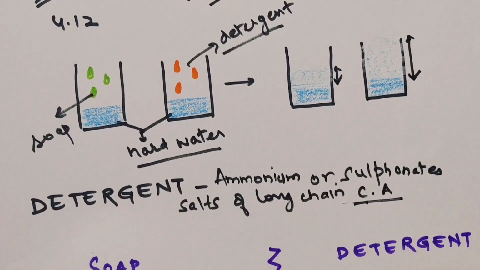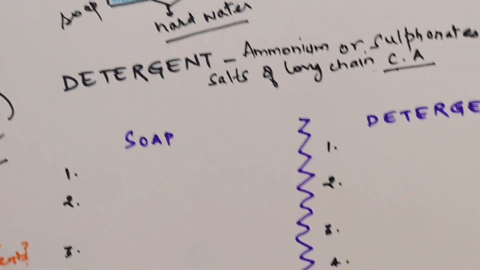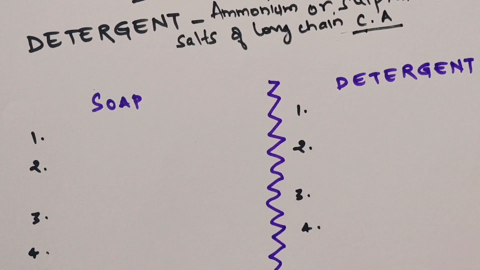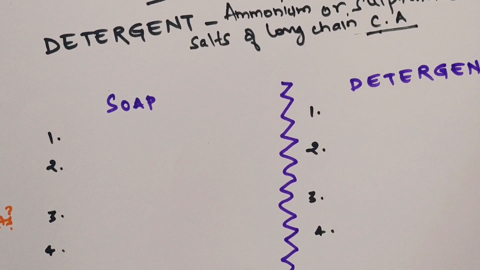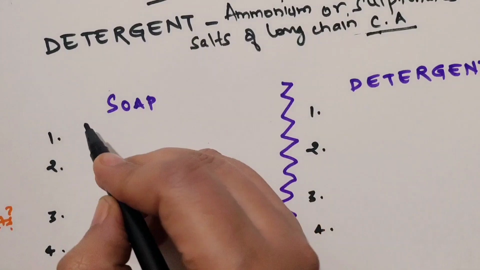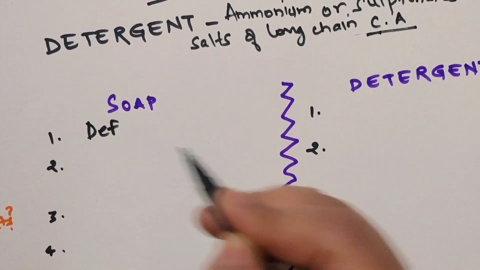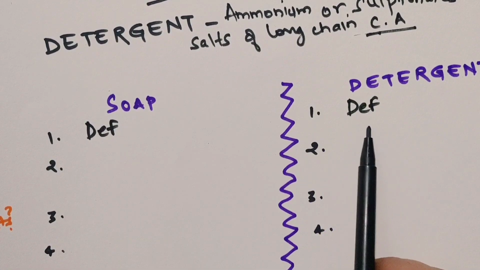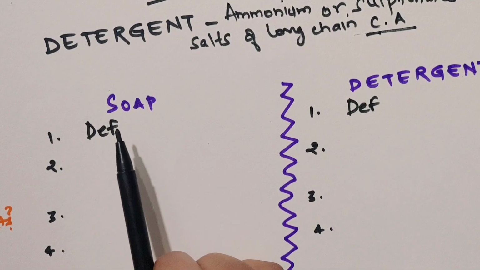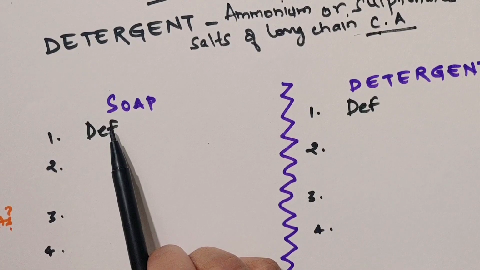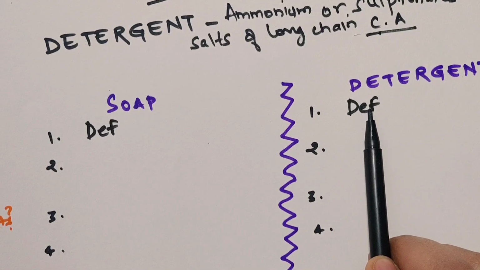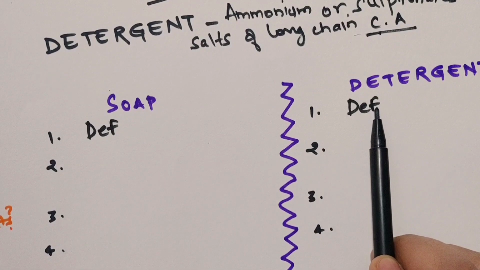So next is the difference between soap and detergents, and you can write 4 differences or even 5 in case of soaps and detergents. The first one would obviously be the definition, which I have already mentioned. The definition you can write. Soaps are the sodium and potassium salts of long chain carboxylic acids. Detergents are ammonium and sulfonate salts of long chain carboxylic acids.